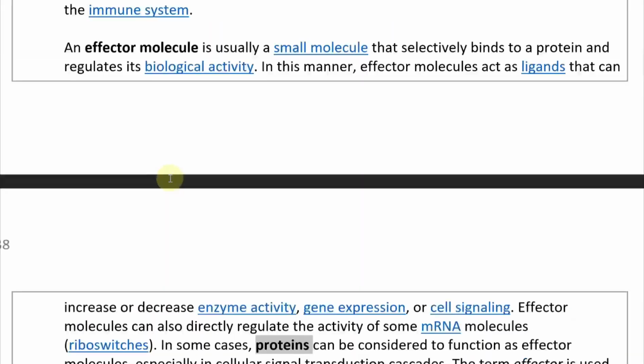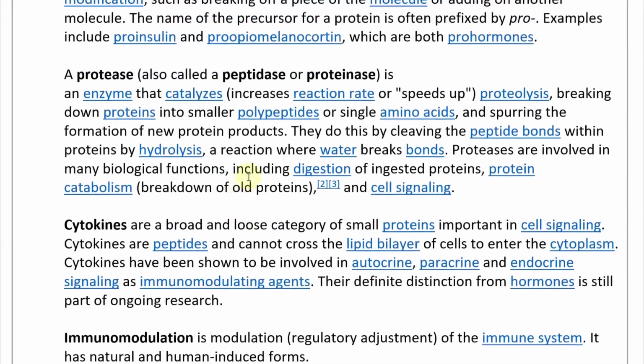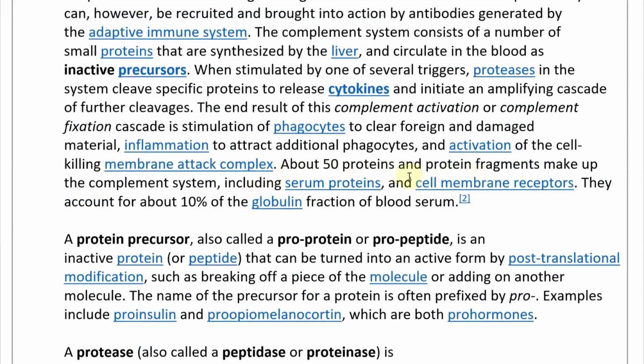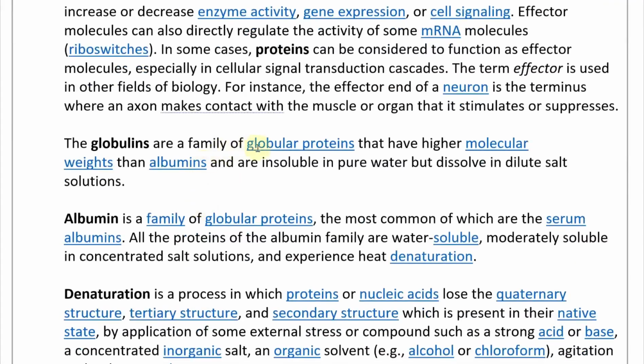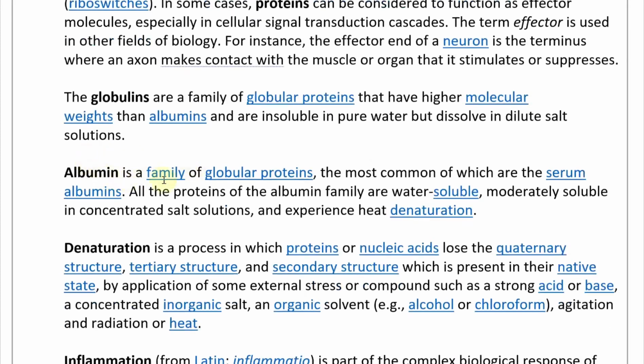So the globulins right here, we mentioned over here. Scrolling up here, the 50 proteins and protein fragments that make up the complement system account for about 10% of the globulin fraction of blood serum. So the globulins are a family of globular or spherical proteins that have higher molecular weights than albumins and are insoluble in pure water but dissolve in dilute salt solutions. And albumin is a family of globular proteins, the most common of which are the serum albumins.